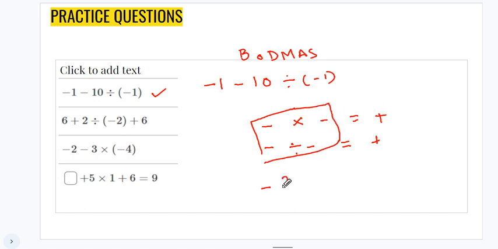For example, if you do -2 times -1, first we have to multiply the numbers, that is 2 times 1 is 2, and then we are going to multiply the signs. Minus times minus is plus. So how can you memorize it? I told you to remember, when the signs are the same in multiplication, your answer will be plus. And when the signs are different, your answer will be negative.